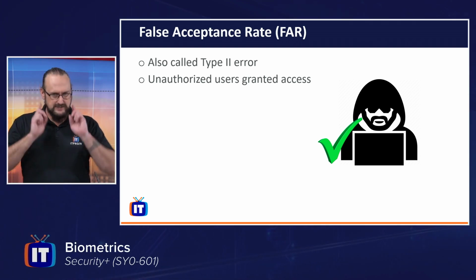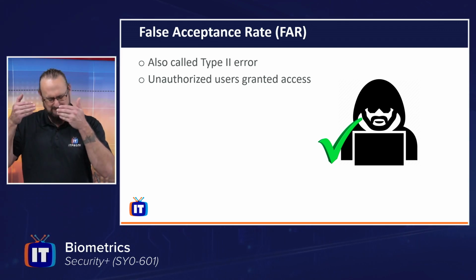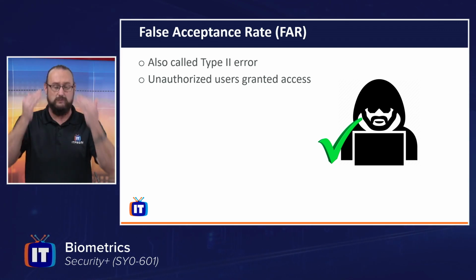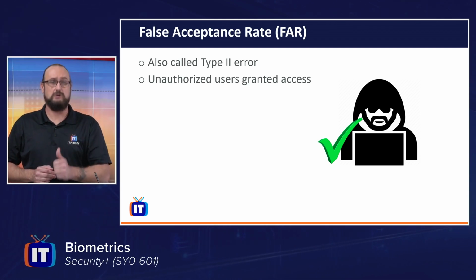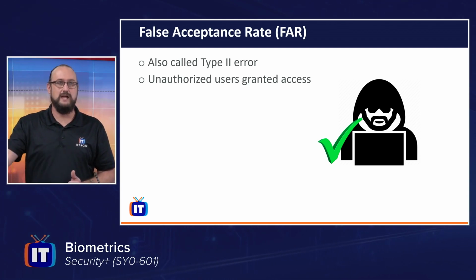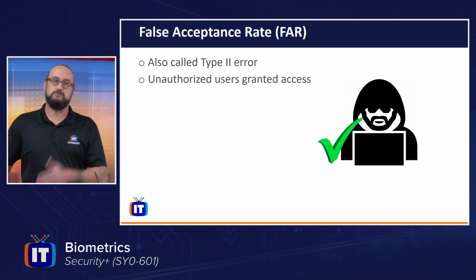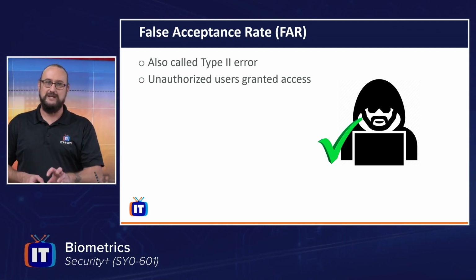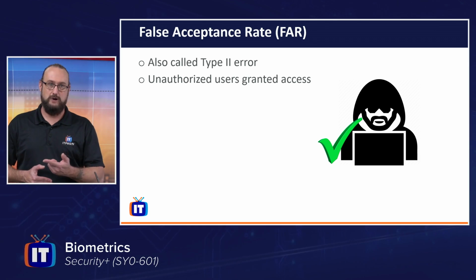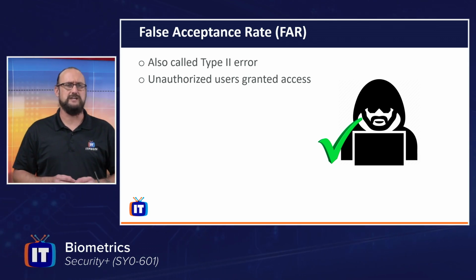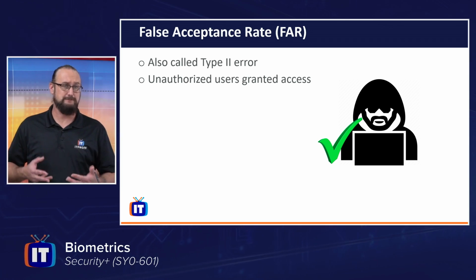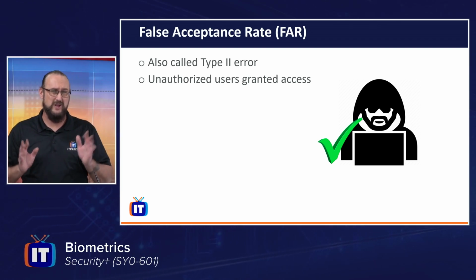False acceptance, because sometimes you get into that exam, and you're like, oh man, what's an easy way? False is incorrect. Acceptance, you're allowed. We incorrectly allowed somebody to come in that shouldn't have access. False rejection, we incorrectly rejected somebody. That's an authorized user. So those might be a couple of ways to think of it on the exam, especially when you get in that time crunch and you're kind of sweating on the answers there.